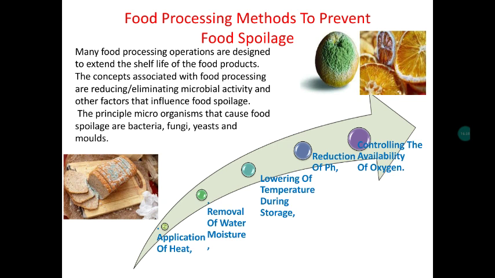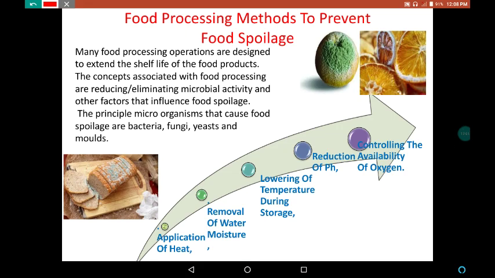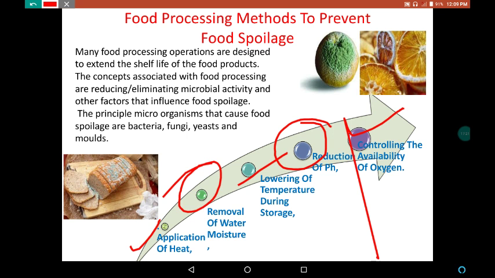So there are a few processing methods that prevent food from spoilage: application of heat, removal of water or moisture, lowering temperature during storage, reduction of pH, and controlling the availability of oxygen. It means controlling the factors that affect the growth of microorganisms. If we control those factors, then the growth of microorganisms is not possible.